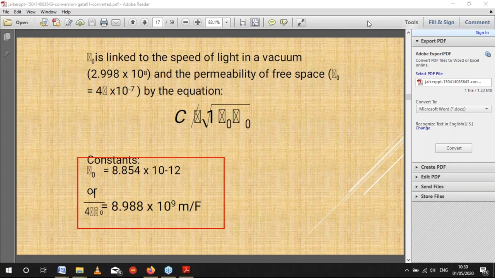So let's try and solve a problem on the next slide. Problem number 1: the average distance r between the electron and the proton in the hydrogen atom is 5.3 times 10 to the power minus 11 meters. A. What is the magnitude of the average electrostatic force that acts between these two particles? B. What is the magnitude of the average gravitational force that acts between these particles?